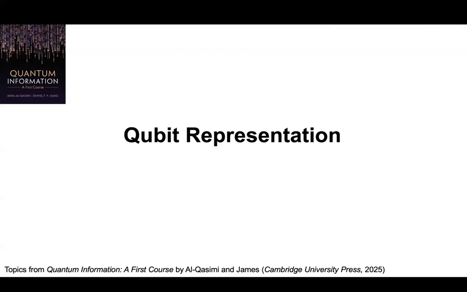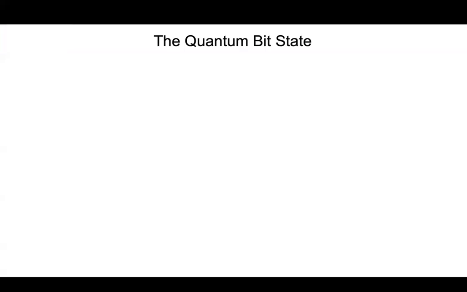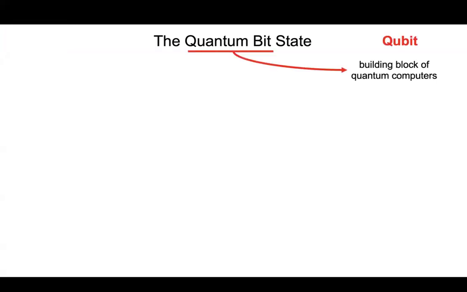Hello, everyone. In this presentation, we will discuss the mathematical description of the building blocks of quantum computers. The building block of quantum computing hardware is the quantum bit, more briefly called a qubit. It's a simple quantum system with two possible states.